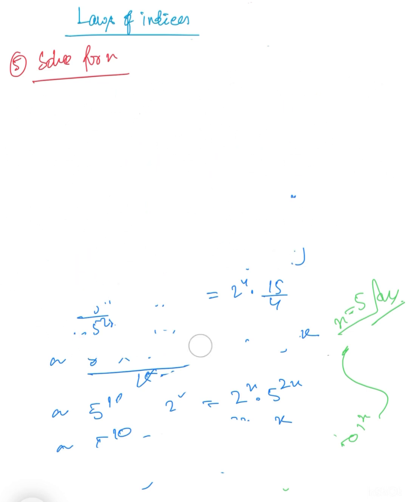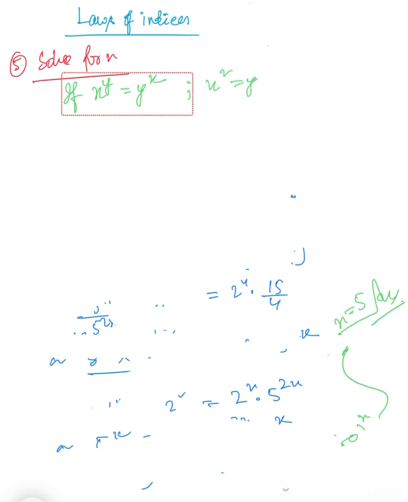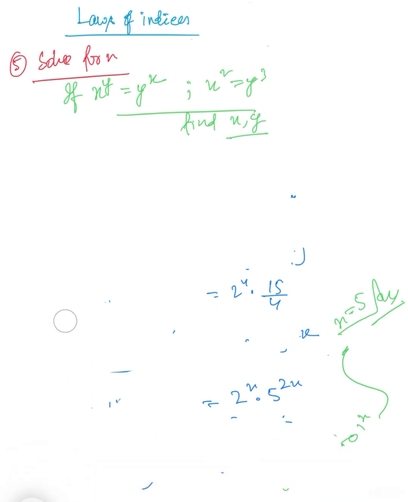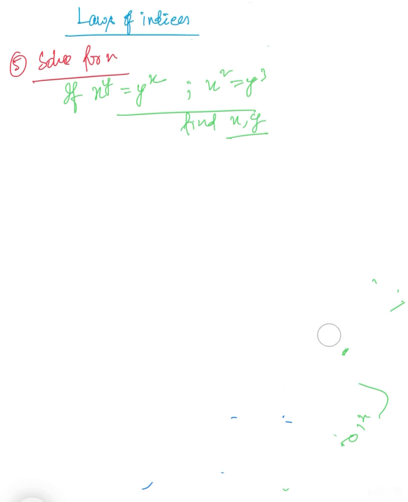Let us move to the next question. Okay, rather put the question first for you to think over. Let me erase later. If x to the power y equal to y to the power x and x square equal to y cube, find x and y. Think about the question. Let me clear the board.